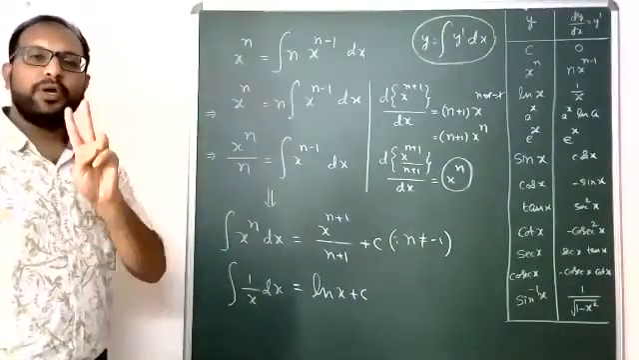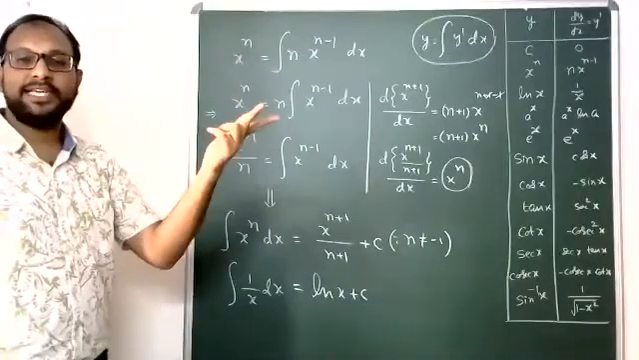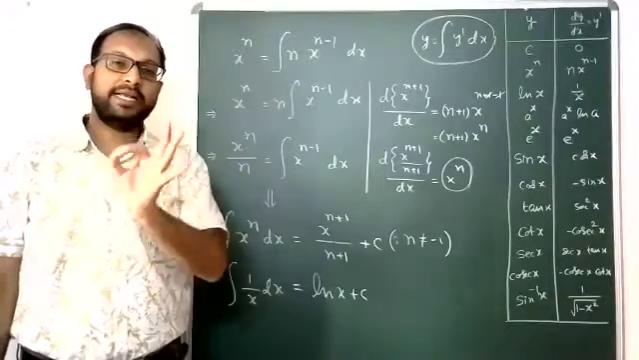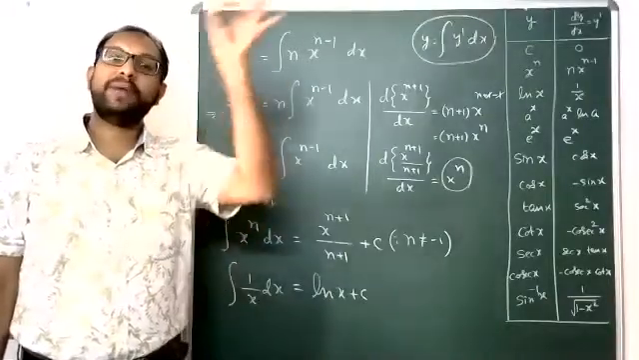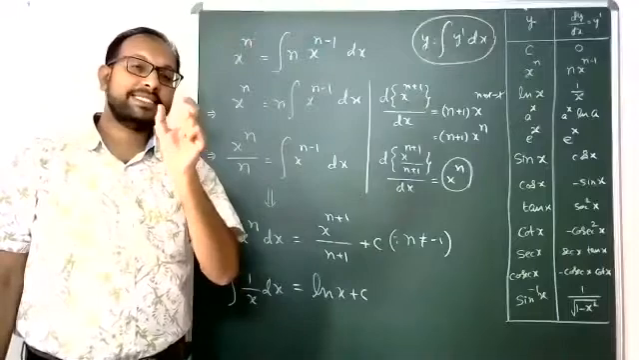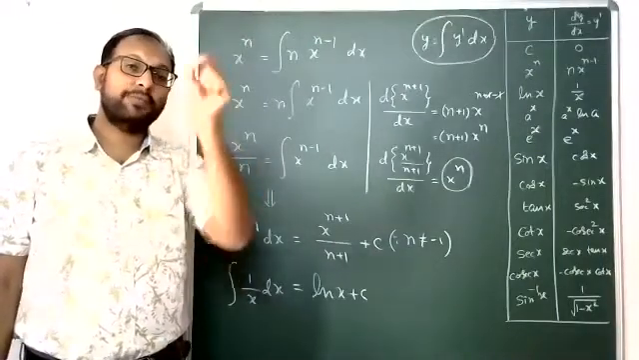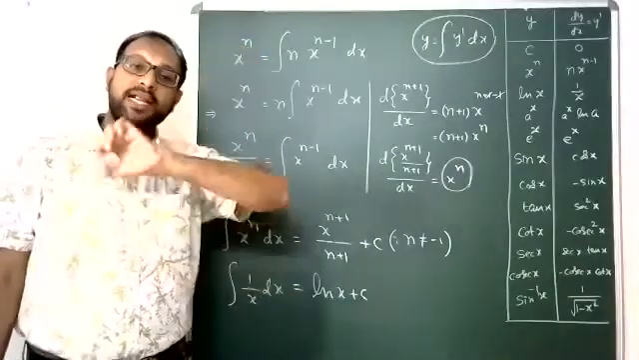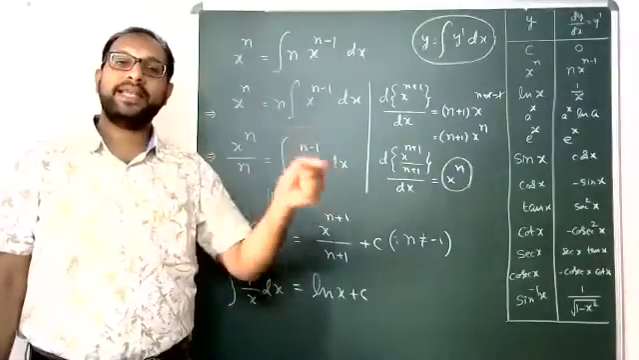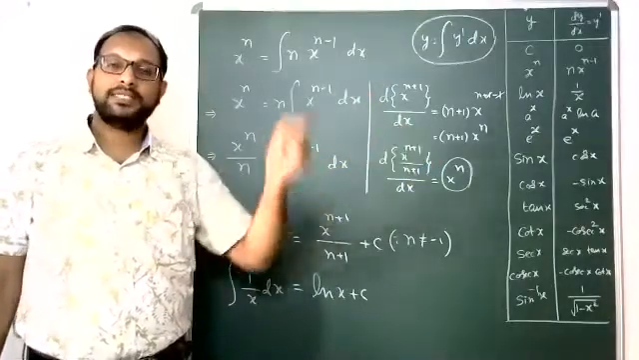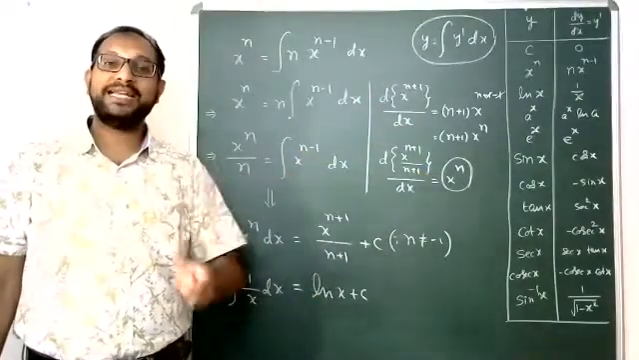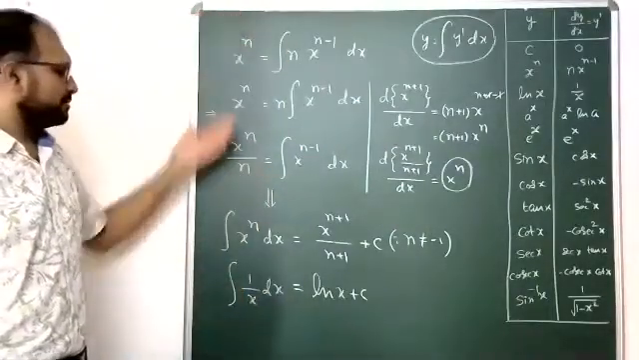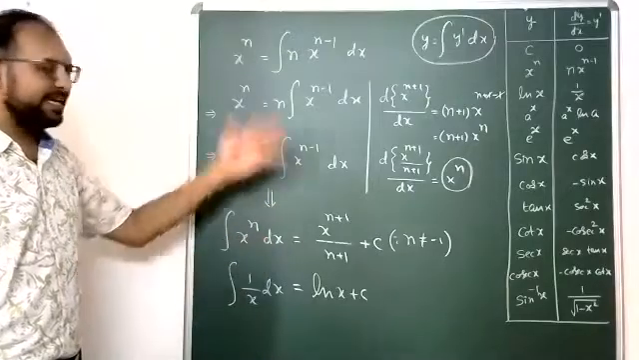You need to remember two important formulae. One is the differentiation side. What is the derivative of x to the power of n? N into x to the power of n minus 1. But what is the integral of x to the power of n with respect to x? X to the power of n plus 1 divided by n plus 1, where n is not equal to minus 1. Suppose n equals minus 1, it is ln x. Right? So this is the integral of x to the power of n dx.